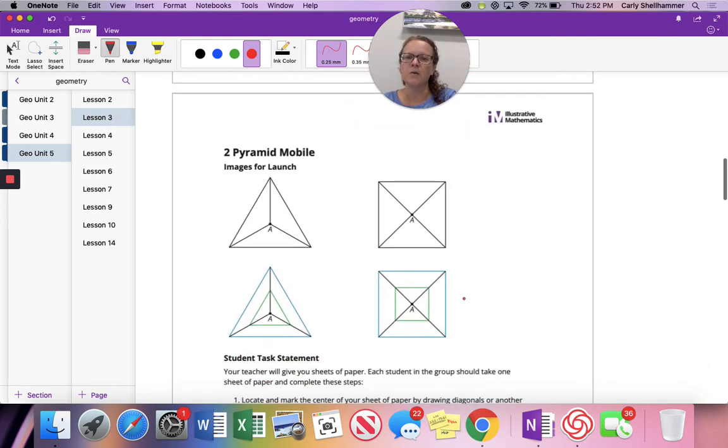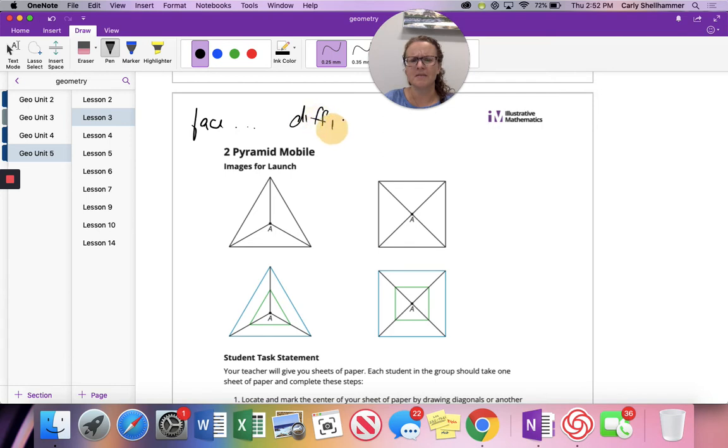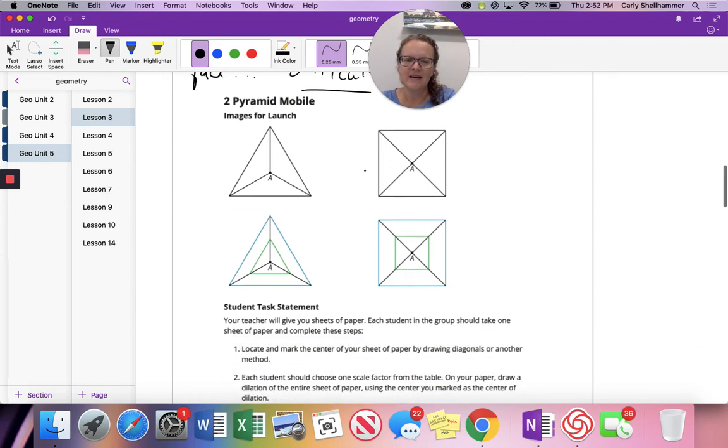Okay, so a pyramid mobile, this is the one that I've tried face to face. And it's very difficult to do. If we're face to face for this lesson, we will definitely try it again. But basically, if we have sheets of paper, if you think about a mobile that you may have had when you were an infant, if you have little brothers or sisters.